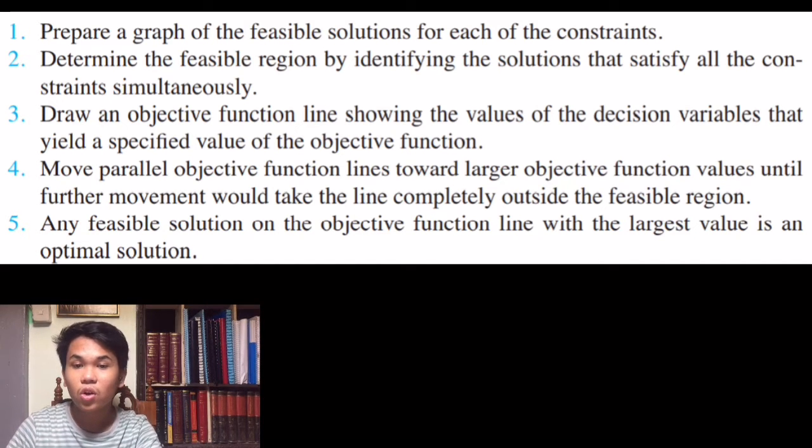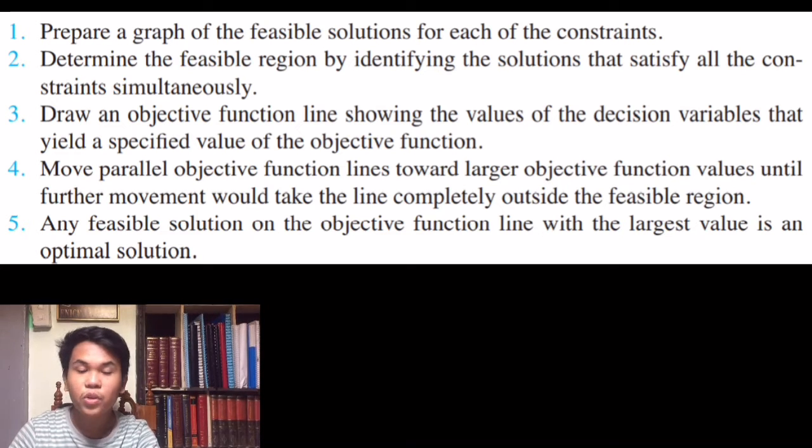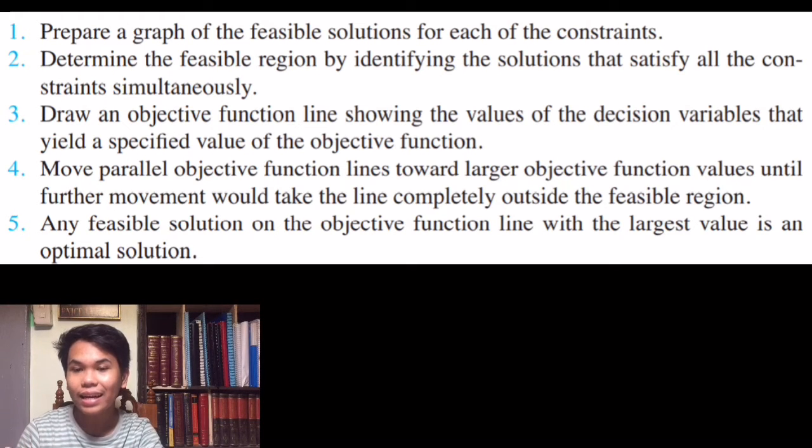3. Draw an objective function line that depicts the values of the decision variables that result in a given objective function value. 4. Continue moving parallel objective function lines toward bigger objective function values until the line reaches the edge of the feasible region. 5. An optimal solution is one that is feasible on the objective function line with the highest value.